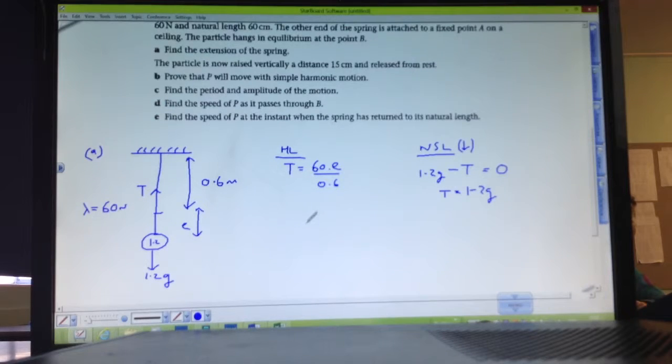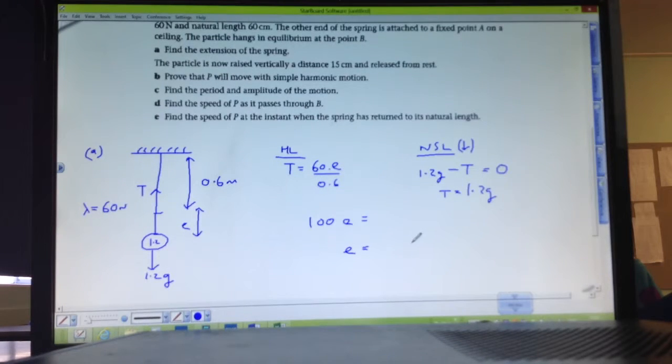which now gives you 60 divided by 0.6, what's that? So 100, isn't it? So it's 100 E is equal to 1 minus 2G. Well, 2G is 19.6, isn't it? Okay, so E is equal to, I've done something wrong there. Oh, sorry, that's 1.2, I can't read my own writing in haste. 1.2, let's start that again.